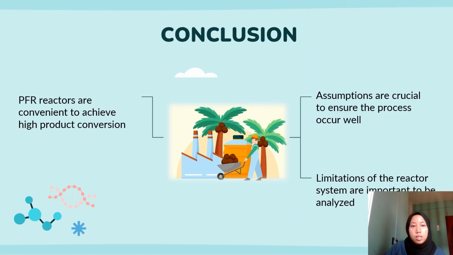As a conclusion, the PFR is very convenient to achieve high product conversion since the reaction can occur simultaneously with product generation, unlike other reactors at certain conditions. The second point is that the assumptions are very crucial to ensure the process occurs well in the reactor and yields high conversions of product. The last one is that the limitations of the reactor system are very important to analyze in order to prevent any issues and problems that might occur in the system.